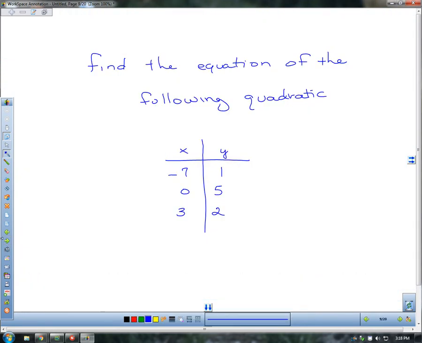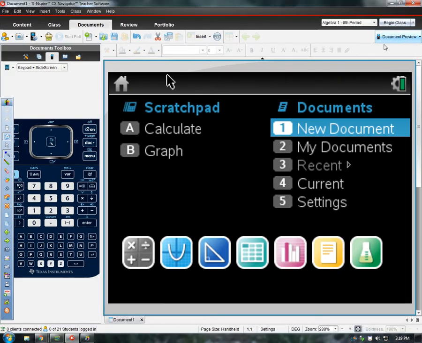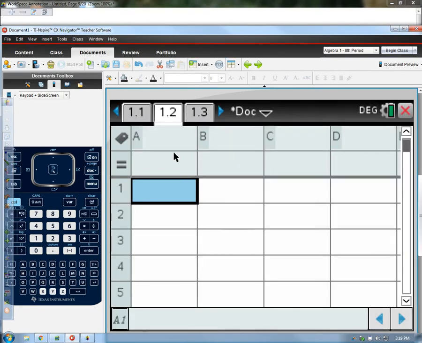So, what a quadratic regression is: if I'm given some points, I can come up with an equation. So if I give you the points (-7, 1), (0, 5), and (3, 2), you should be able to give me an equation of a quadratic. We will need to employ the use of our calculator. Since I have a list of points, I'm going to use the list and spreadsheet.